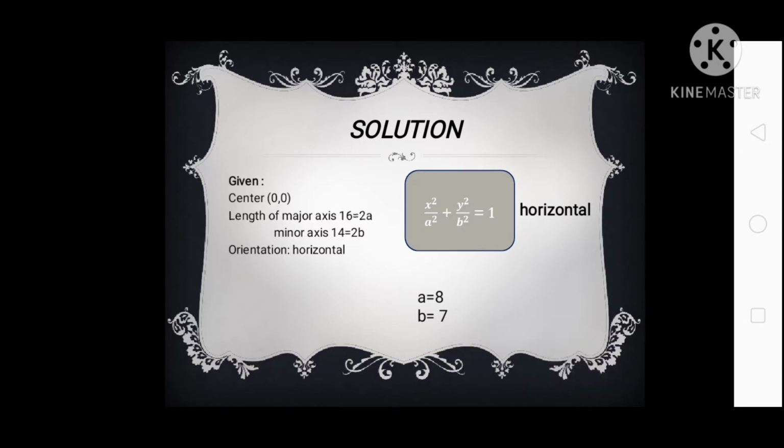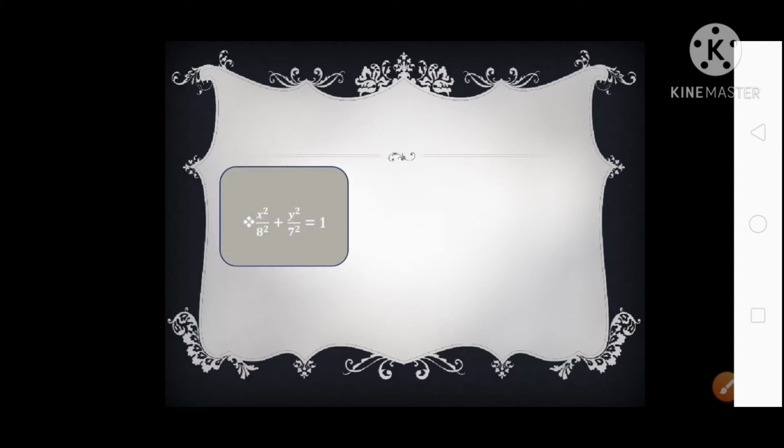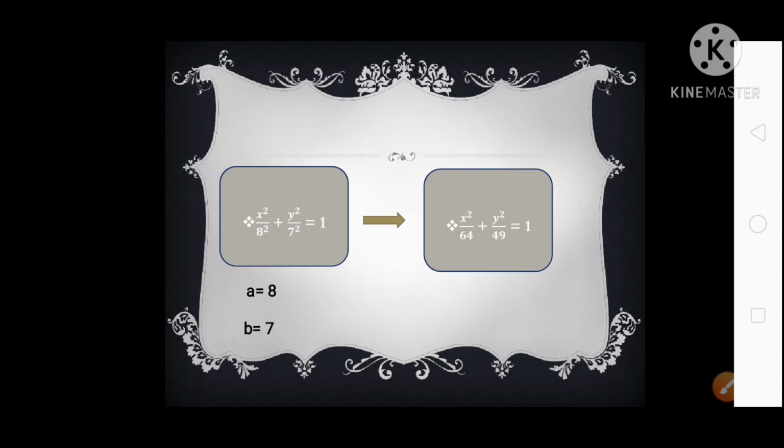After that, we substitute our a and b into our equation. So our equation now looks like this: x squared over 8 squared plus y squared over 7 squared is equal to 1. So the answer is x squared over 64. Why is it 64? Because our 8 is squared, so let's multiply 8 times 8. So it equals 64, plus y squared over 49 because 7 squared is 49, is equal to 1.